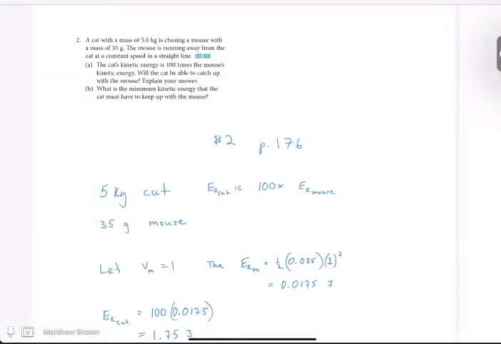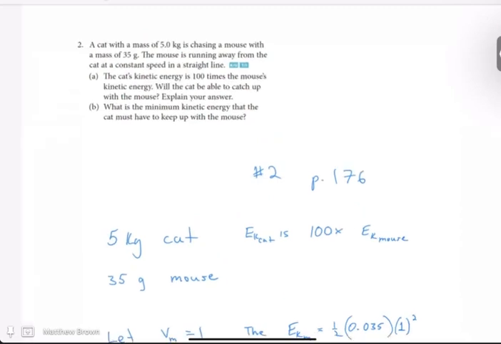This was a question from the textbook I looked at earlier, but I thought a different approach could have been a little bit simpler. Sometimes when you get questions like this that ask you to compare things, it can be convenient to just assign a number to something. So here we have a cat with a mass of 5 kilograms and a mouse with a mass of 35 grams, so 0.035 kilograms.